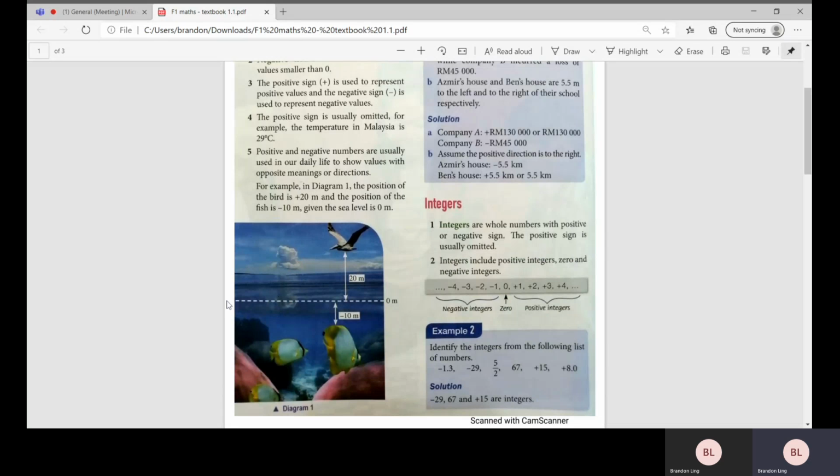So let's say, can you see this is actually the sea level here? On top of here, you can see a bird flying on top of the sea. The distance between the bird and the sea is considered a positive value, which is 20 meters. And the distance from the sea level to the fish is considered a negative value because it is lower than the zero sea level.